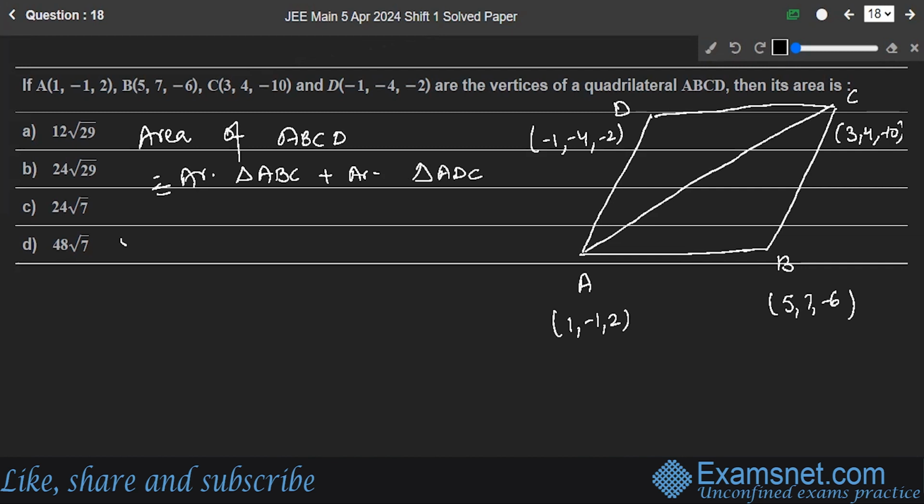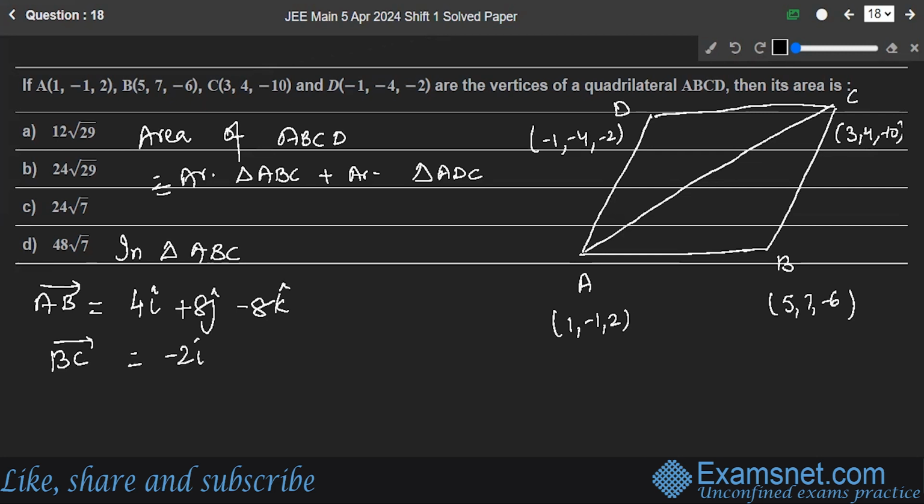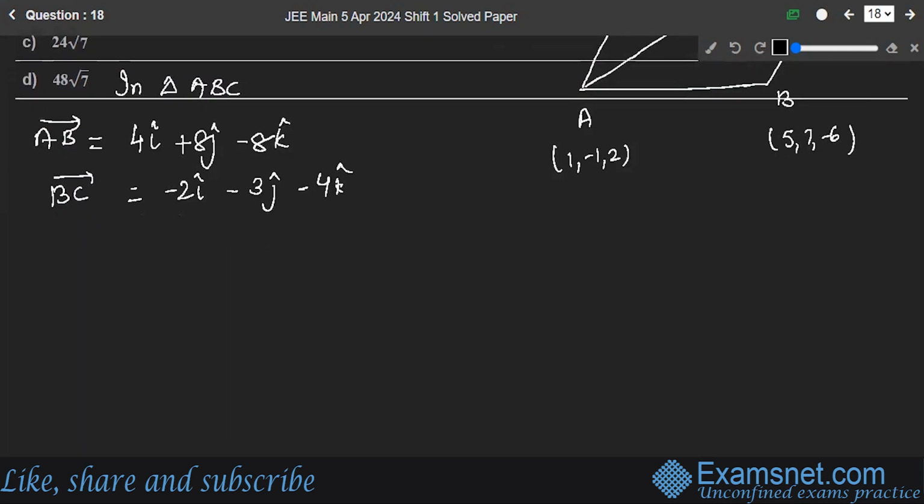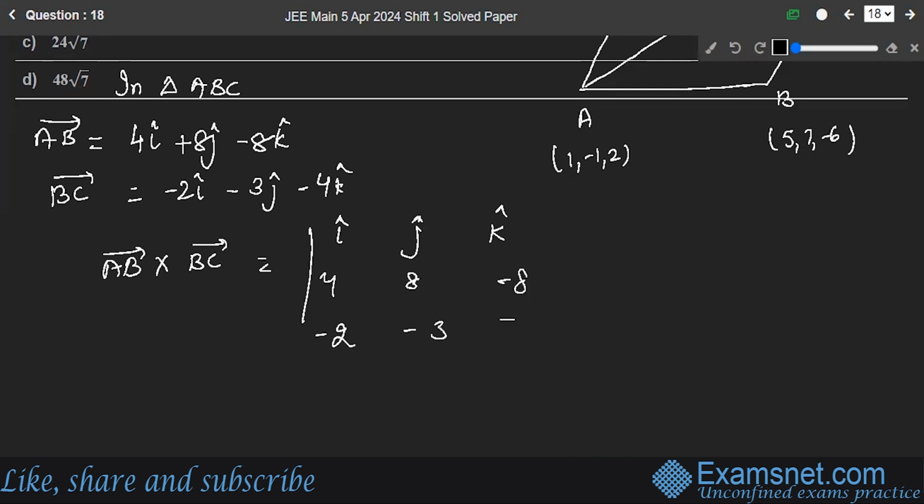Now, in triangle ABC, what is AB? If I write it in the vector form, the direction ratios of AB will be given by 5 minus 1. Okay, let's write it as 4i, 8j, and this will be minus 8k. And the BC vector will be given by minus 2i, minus 3j, minus 4k. So let's find out first of all the cross product of AB and BC vector. This will be I, J, K, 4, 8, minus 8, minus 2, minus 3, and minus 4.